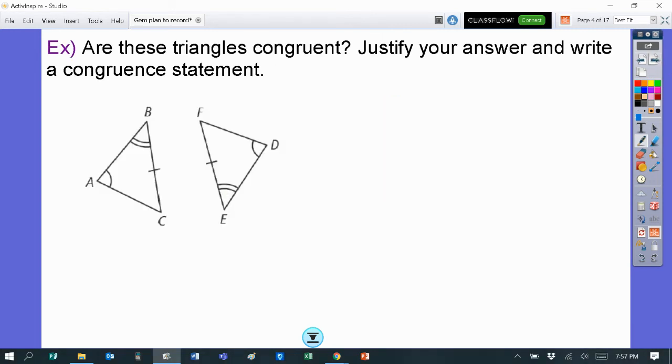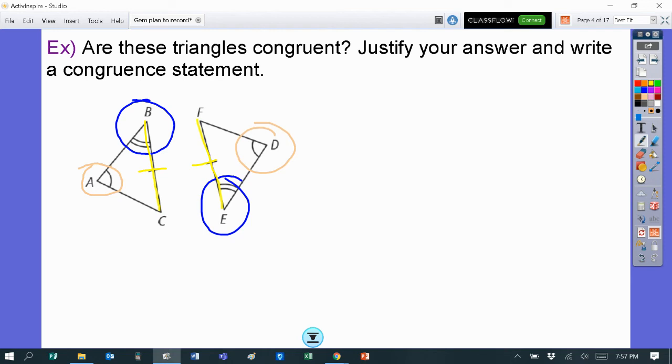Our last examples right here. Again, go ahead and pause this. If we look, there's nothing else that we can add to our picture. Everything has been here. So I'm just going to kind of walk us through. I have angle A is congruent over here to angle D. If I change my colors, we have 2 arcs. So we have B is congruent with E. And then I'm going to highlight the side that we have that's marked congruent here in yellow.